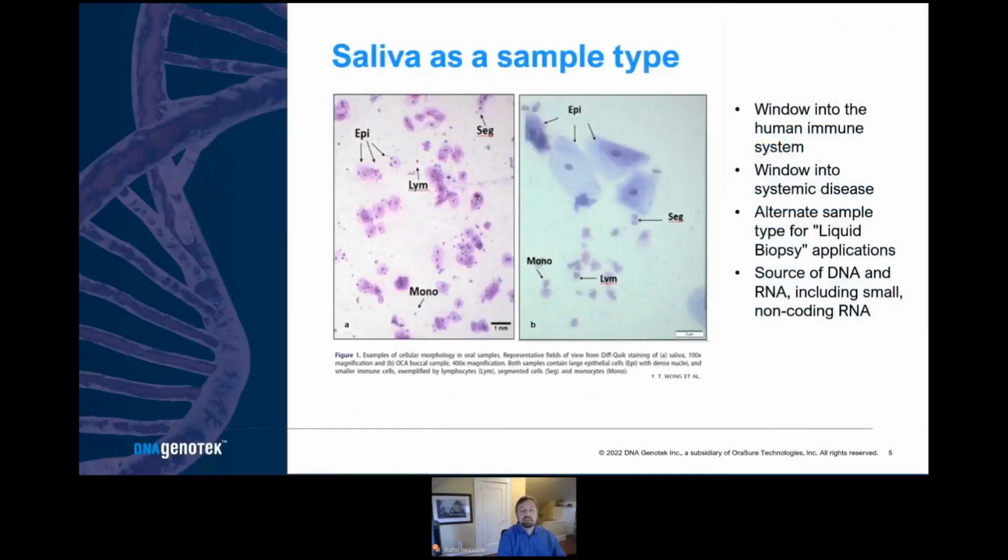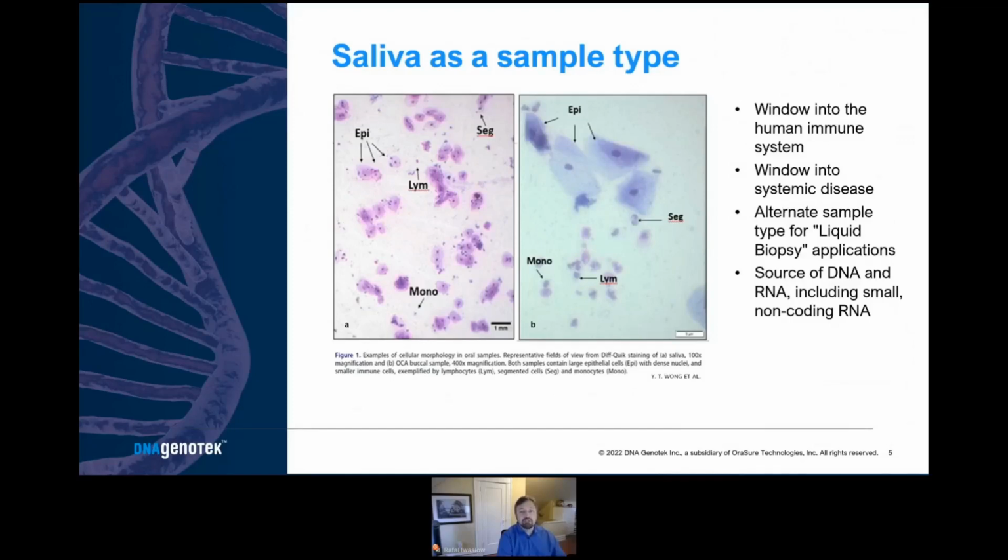Here is an example of cellular morphology in oral samples. On the left, a saliva sample collected using the OmniGene Oral collection device. On the right, using the OraCollect RNA device. In both, we see epithelial cells, lymphocytes, and monocytes. Saliva is a window into the human immune system and into systemic diseases. Saliva is an alternate sample type for liquid biopsy applications.